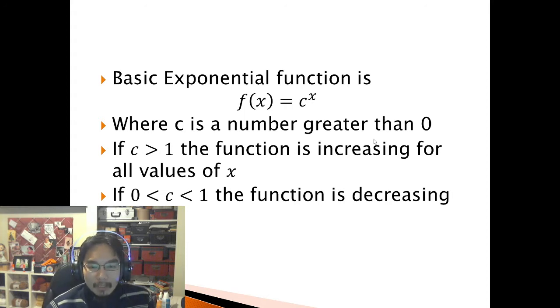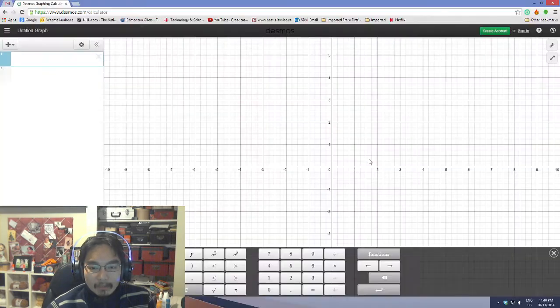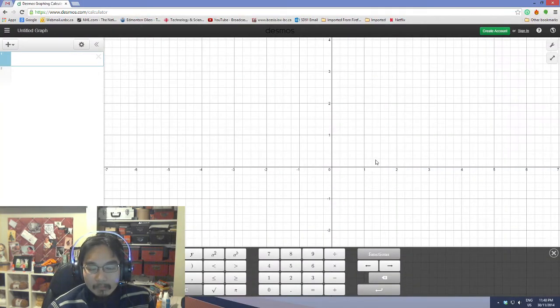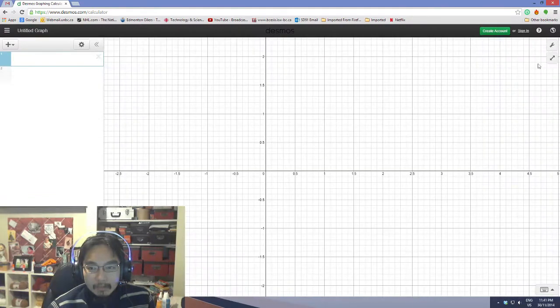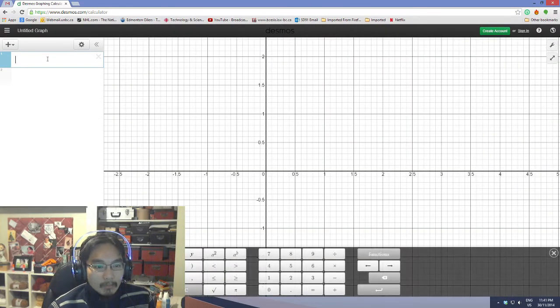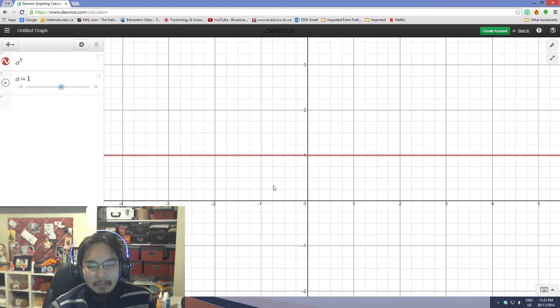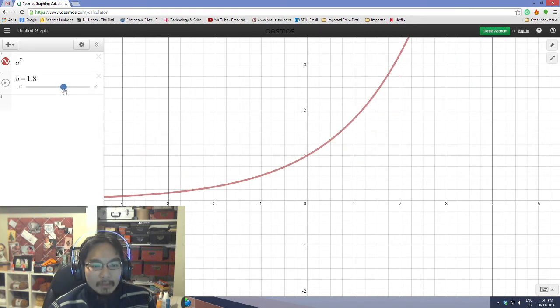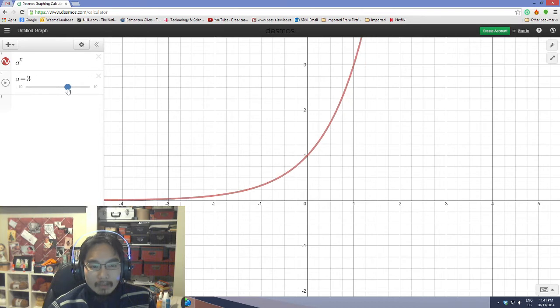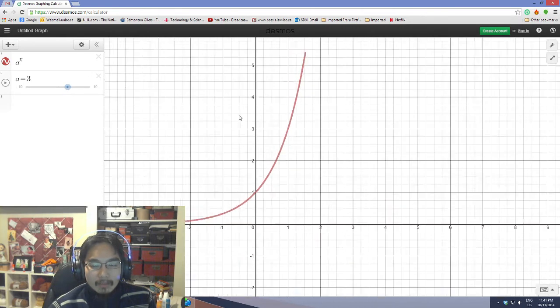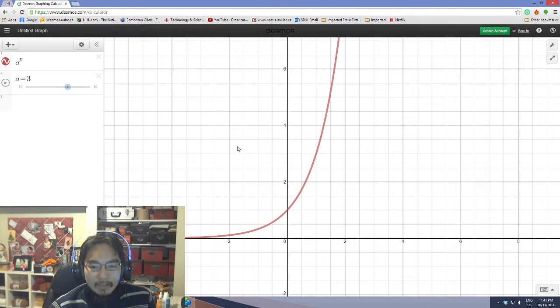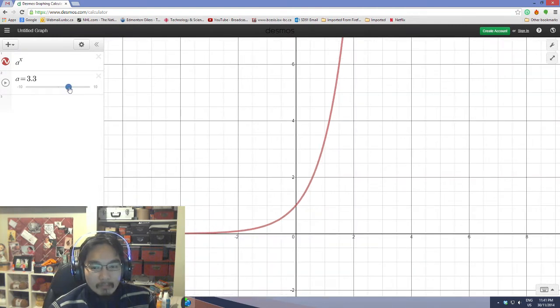So let's go take a look at a basic exponential function. Okay, let me change this to projector mode. Here is a basic exponential function. That's what happens when a is equal to 1. When a is equal to 1, the function is just equal to 1. Right, so let's move it up. Alright, so as you can see, here is what a basic exponential function looks like. It is an always increasing function.